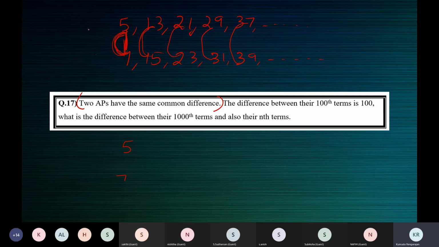Now if I call the terms A1, A2, A3, A4 and so on, and I call this one B1, B2, B3, B4 and so on, then the difference B1 minus A1, the difference B2 minus A2, B3 minus A3 is the same, a constant. In this case it is 2 everywhere.